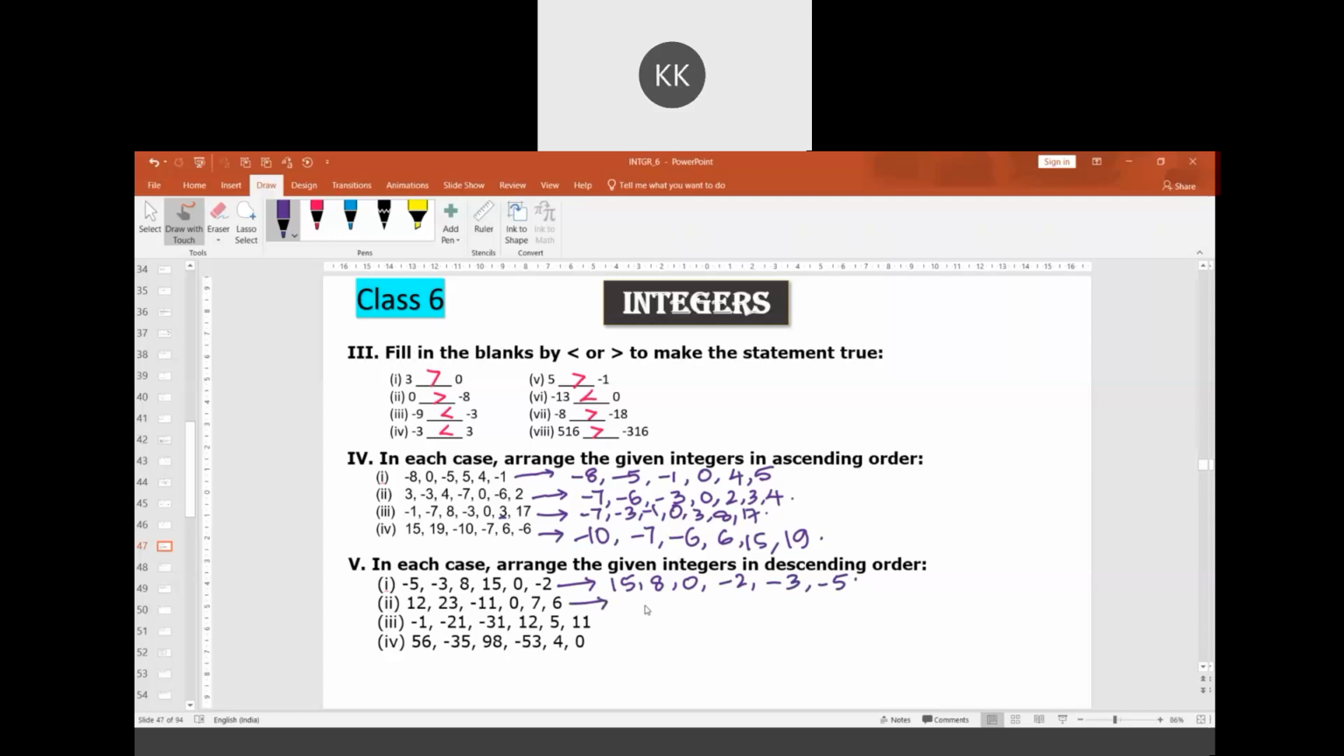Guru Raj, you will tell the second one. Guru Raj is present. 7, 6, 0, -11. Guru Raj will tell. Yes, Guru Raj. Sir, 23, 12, 7, 6, 0, -7, -11.